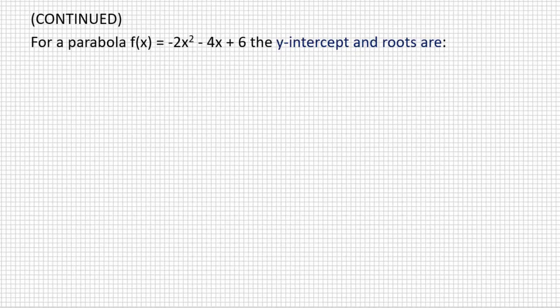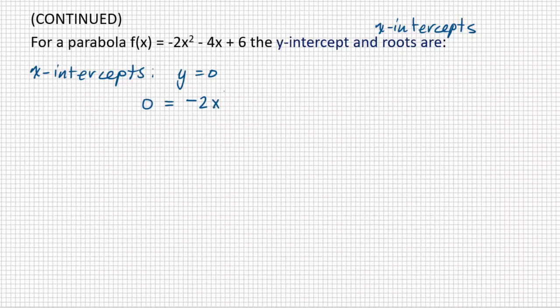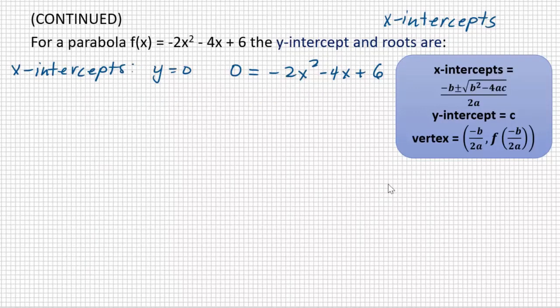Now let's find the roots, or the x-intercepts. The y-intercept we found by setting x to 0. Similarly, we'll find the x-intercepts by setting y equal to 0. That means we'll set the value of the function equal to 0, and that leaves us with the task of solving for x. For reference, here's the quadratic formula.